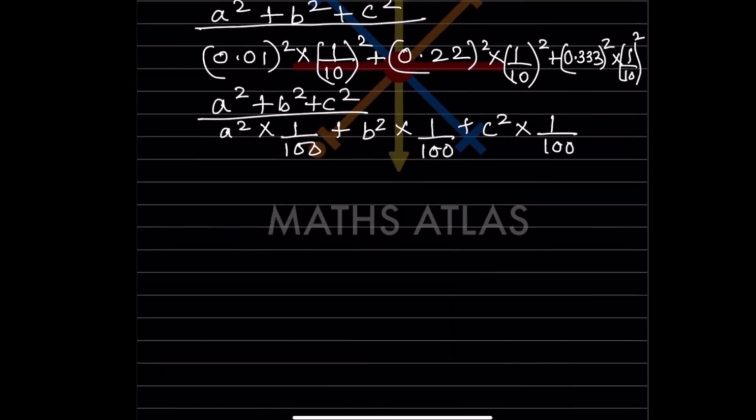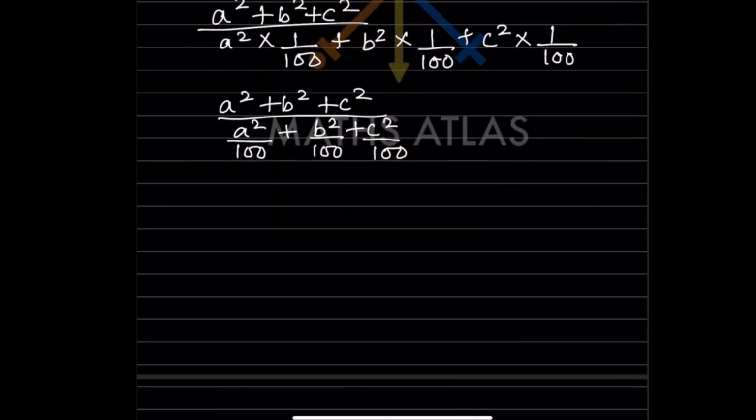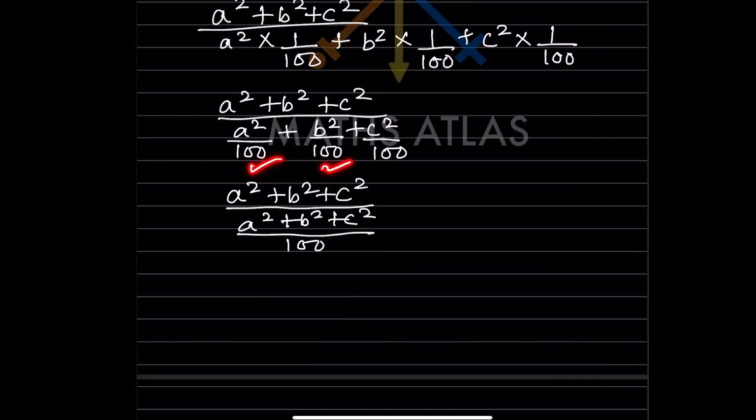So now what will you do here? We'll write a square plus b square plus c square divided by a square by 100 plus b square by 100 plus c square by 100. The same thing can be written as a square plus b square plus c square divided by a square plus b square plus c square, all over 100, because here we can see the common denominator is 100, so we can just add this part.